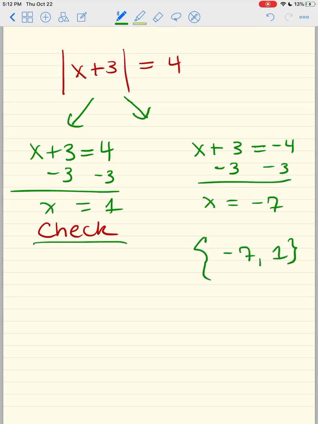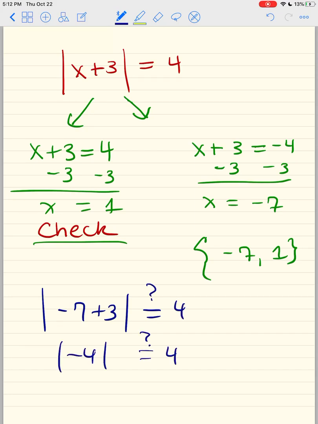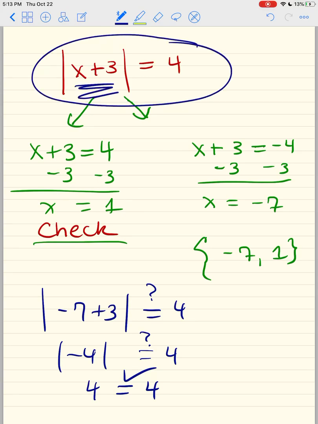You can check your work by just plugging it back in. You can say negative 7 plus 3, does that equal 4? Negative 4, does the absolute value of negative 4 equal 4? It sure does. And then you can plug in a 1. We can actually just see that right here. 1 plus 3 is 4, and the absolute value of 4 is 4. So these both work. So that's how we do an equal sign. Once again, the most important thing is to get everything away from the absolute value sign.